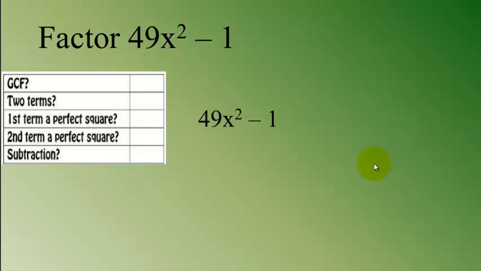49x squared minus 1. Do we have a GCF? No, we don't have a GCF. Two terms? Yes. First term a perfect square? Yes, because 49 can be written as 7 squared x squared, and this one is just 7x squared. Second term a perfect square? Yes, 1 is a perfect square.